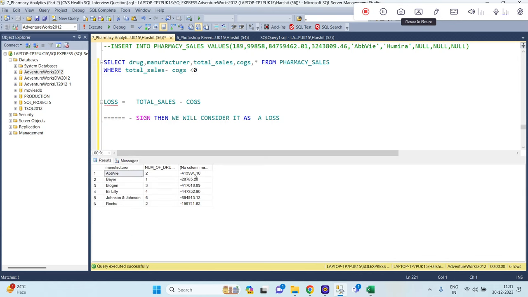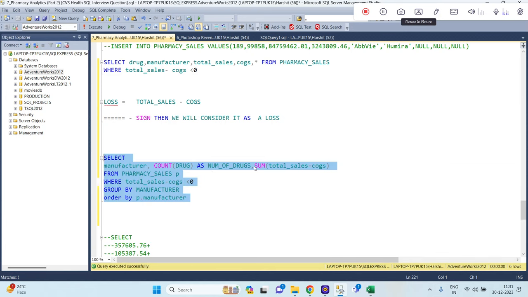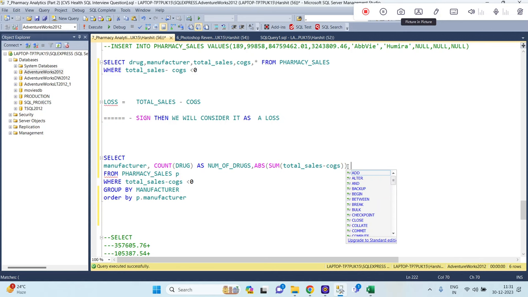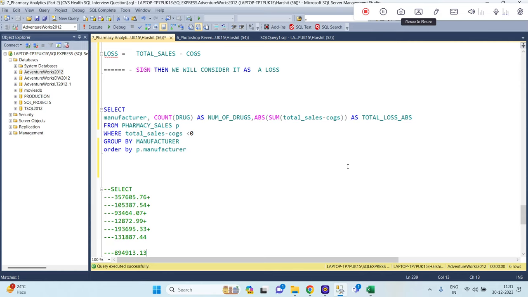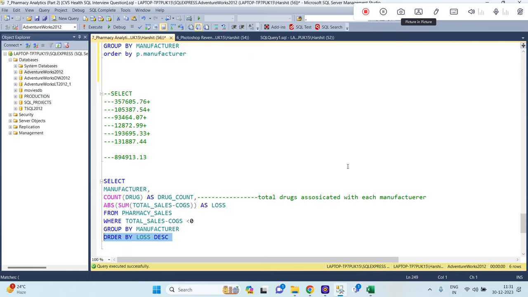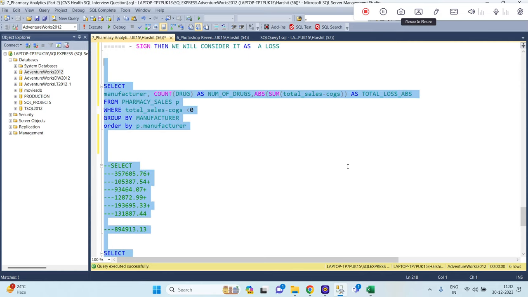So if you see over here, results are coming in the minus, right? But what is our requirement? We want it in absolute value, as total losses absolute. So this will be our result set. Let me compare both the result sets.